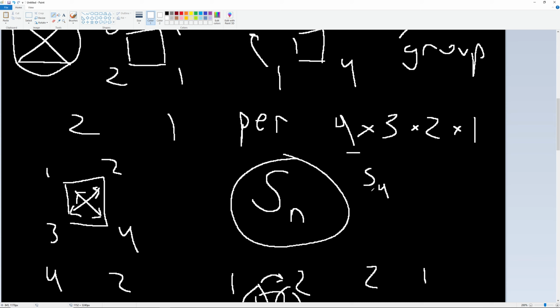we talk about the order as the number of elements of the group. Because there were 4 possibilities times 3 possibilities times 2 times 1, that's 24.